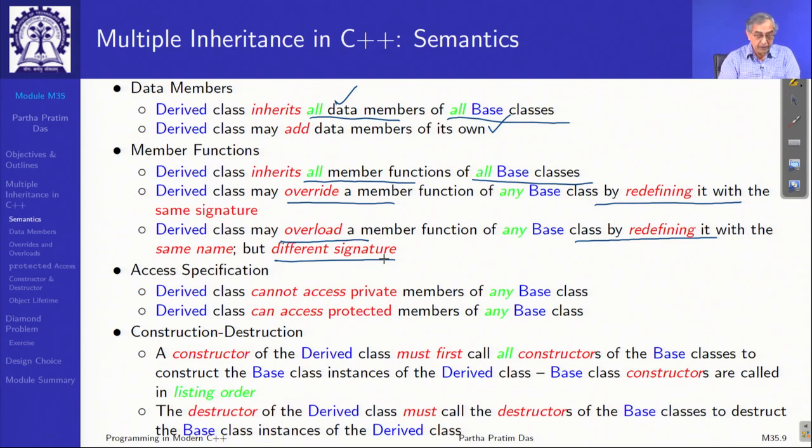Access specifications remain the same, that is, the derived class cannot access the members of the base class which are private, but it can access the members of the base class which are protected.